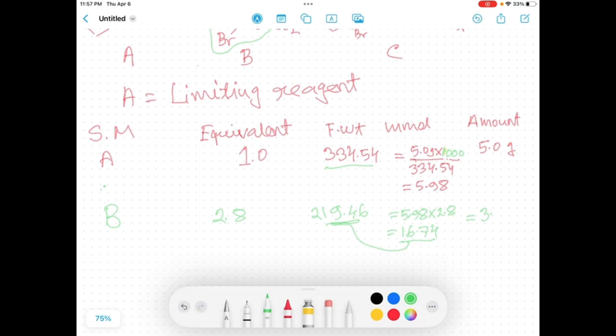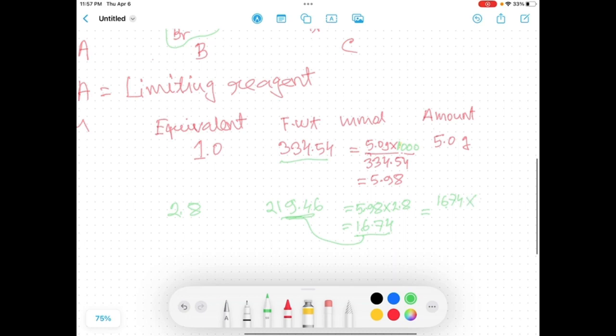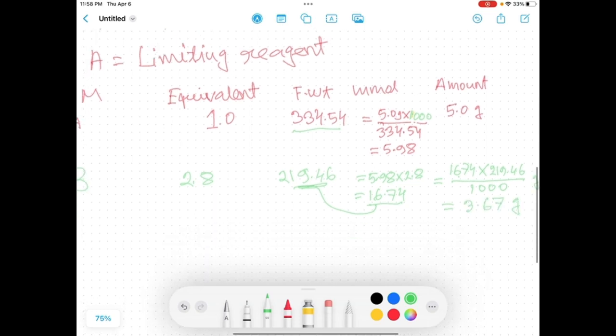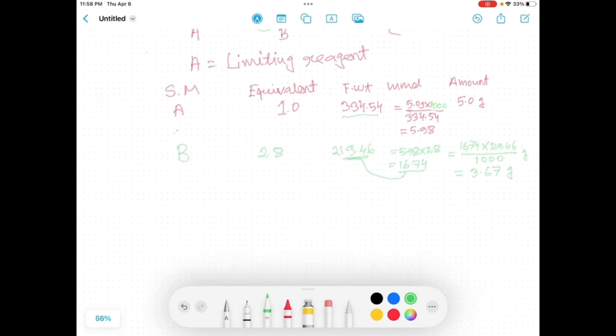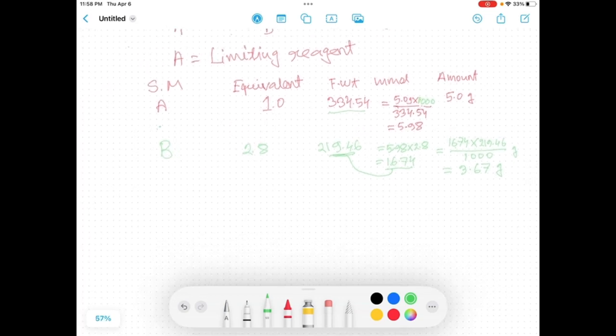So let me do more clearly. So 16.74 times 219.46 divided by 1000. So that will be in a gram, because if you multiply millimole into molecular weight, you will get it as a milligram, but if you divide with the 1000, then you will get it as a gram. So you will need 3.67 gram. So by this way you can get the amount.